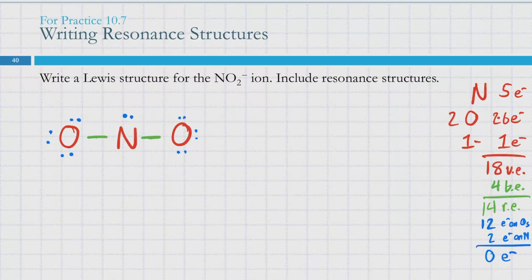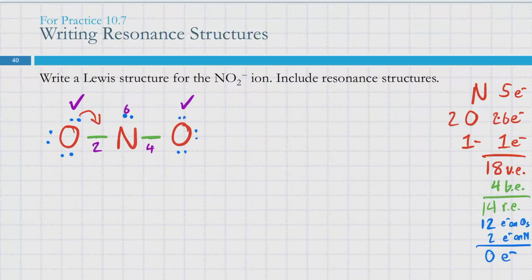And now we need to check our octets. Checking for octets, our oxygens are both content. They've got 3 lone pairs and 1 bond. 3 lone pairs is 6 electrons, 1 bond is 2 electrons. That's a total of 8 electrons. Our nitrogen, however, is sad. It only has 6 electrons. In order to get our nitrogen to not be sad, we need to give it money. Electrons.